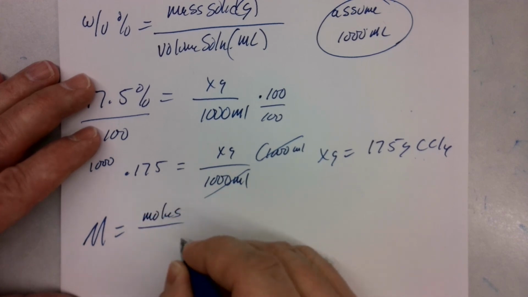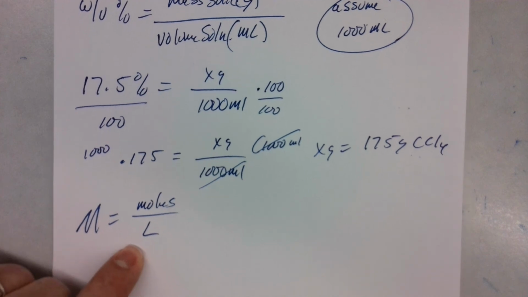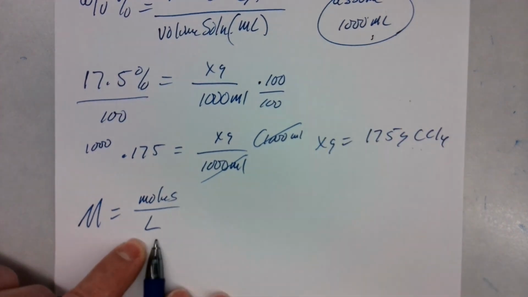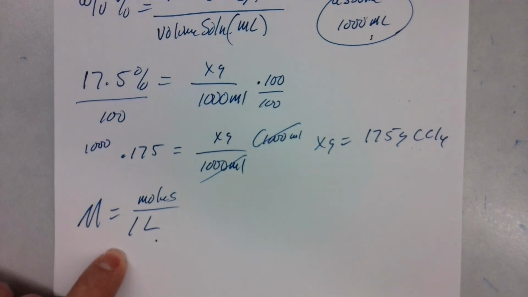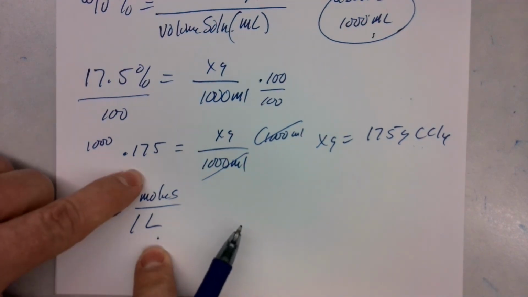Moles over liters, right? Now, this is where, as Buehler pointed out, by using 1,000 milliliters, that simply makes that a what? So I've got 1 liter here. So I've got that one. I don't have my molarity, and I don't have my moles. Or do I?